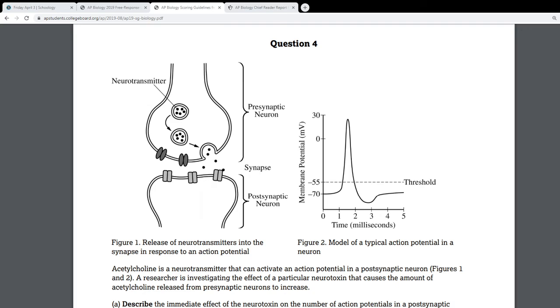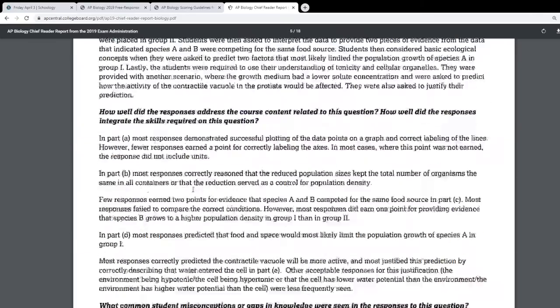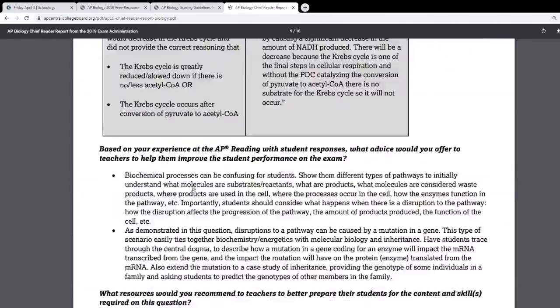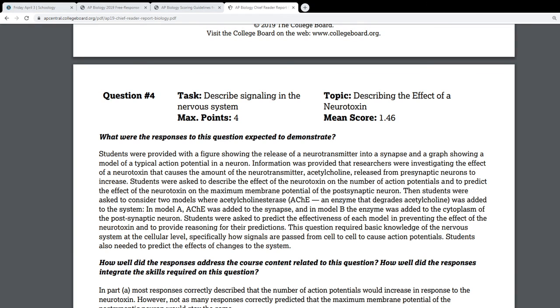Yes, which is one of the reasons why we're going to be practicing. Now, we can also take a look, once again, at this Chief Reader report. So let's see question number 4. It wasn't a big point question, but you can see it was worth 4 points. The average was 1.5 if we round it. So most people did not do well on this one.